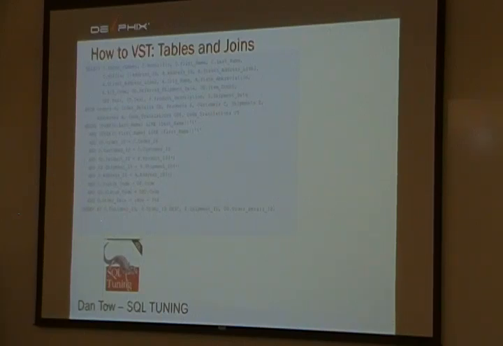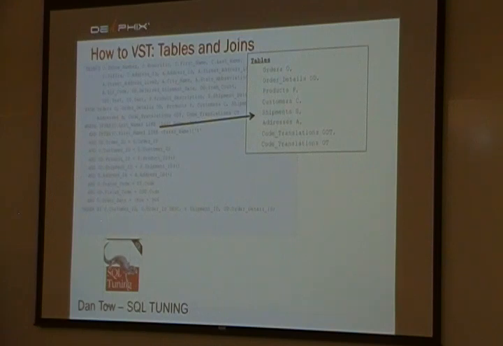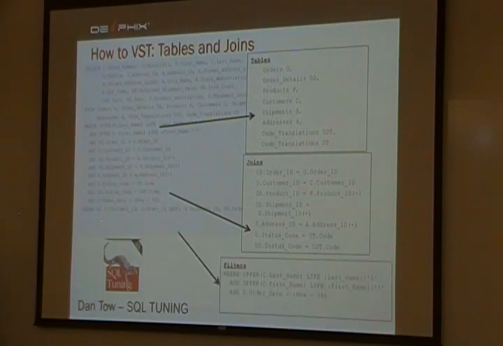So here's a query, a substantial query. How would I tune it? First thing I do is I get a list of all the tables. These are going to be my nodes. Then I'm going to look through and get all the joins. These are my lines. And then I'm going to look for the filters in the query. And these are the nodes I'm going to mark that have a filter.